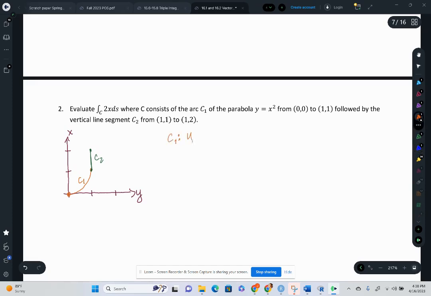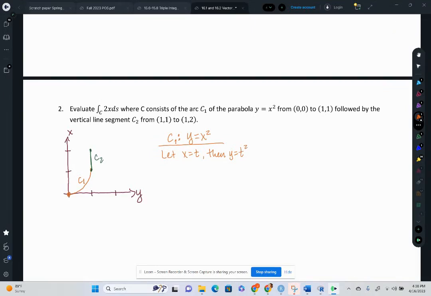C1 is where our function is y equals x squared. I need to get a parametric function for this. If I let x equal t, then y equals t squared. That would work. I do this sort of thing anytime I have an explicit function, like y equals something in terms of only x. Then I just go ahead and let the independent variable be t, and then the dependent variable will be a function of t.